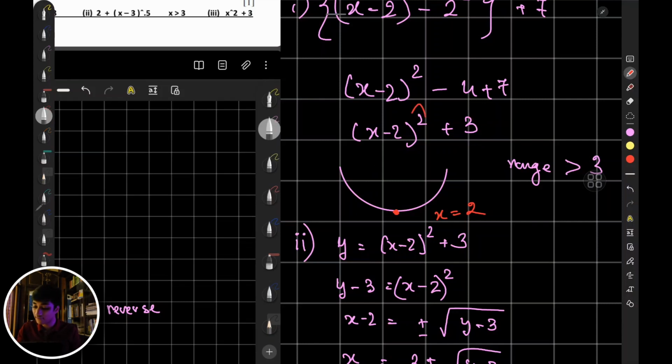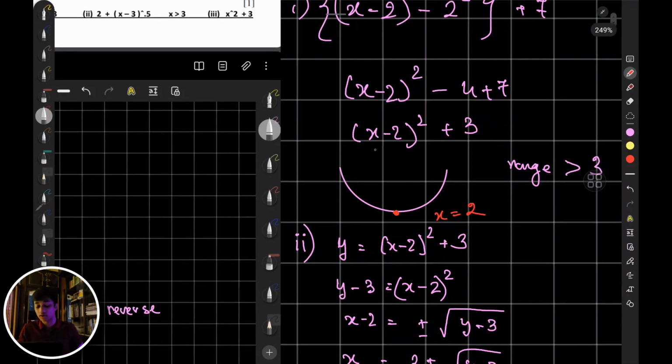Why? Because you have a square. Therefore, any negative value of x or positive value of x is going to give you a positive value from this. So in that case, we know the minimum value is only received when x equals positive 2. Because only in that case, this entire thing is going to give you 0.